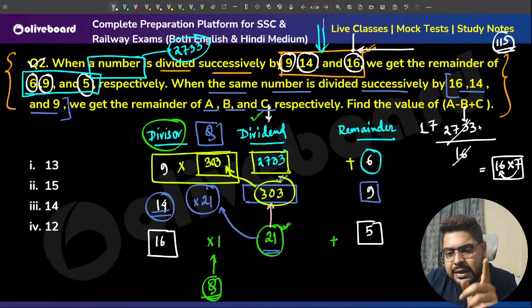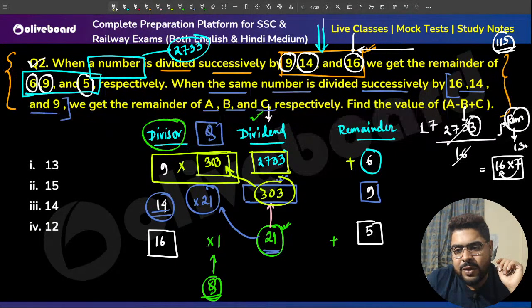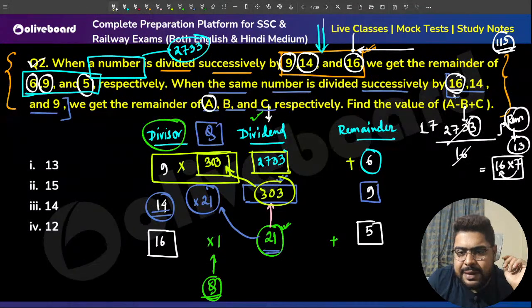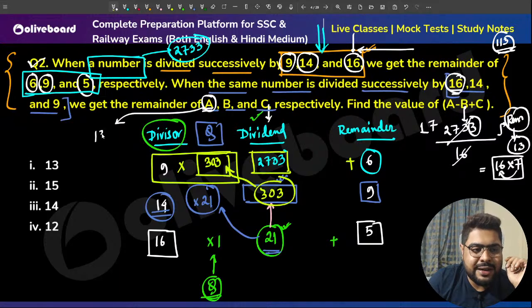So we are having 13 as the remainder, sir. So first things first, that is the value of A, because whenever we are dividing by 16, we are having A as our remainder. So the value of A we got is 13, sir.